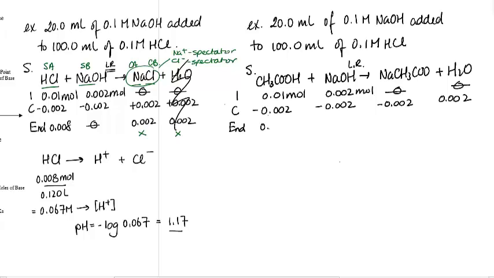And again, we get exactly the same values, which is 0.008 moles of acetic acid. We have no more NaOH left, and we now form 0.002 moles of the sodium acetate, and we also form 0.002 moles of our water. Now once again, because our reaction is taking place in water, because we're dealing with a solution of acid and a solution of base, the water is not going to be part of our consideration.